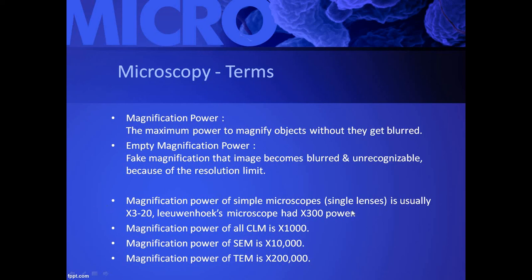Magnification power of simple microscopes, these single lenses, is usually between 3 to 20 times. Leeuwenhoek was expert in making magnifying lenses, and he was able to make a simple microscope that had 300 times magnification power. Now the magnification power of all compound light microscopes is up to 1000 times. The magnification power of a scanning electron microscope is 10,000 times. The magnification power of transmission electron microscope is 200,000 times.